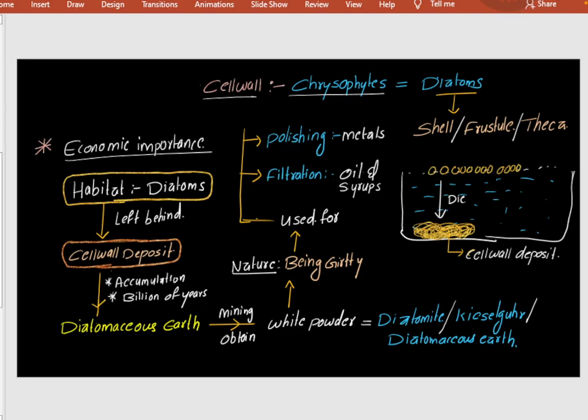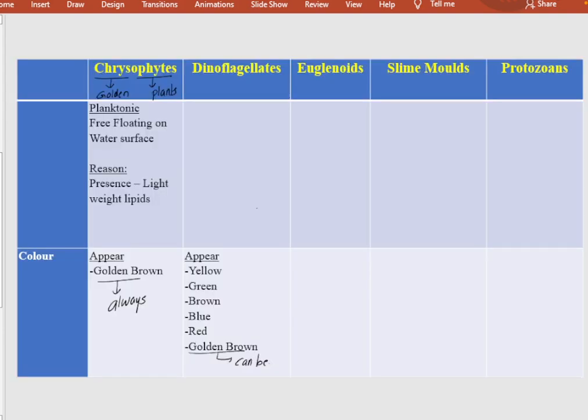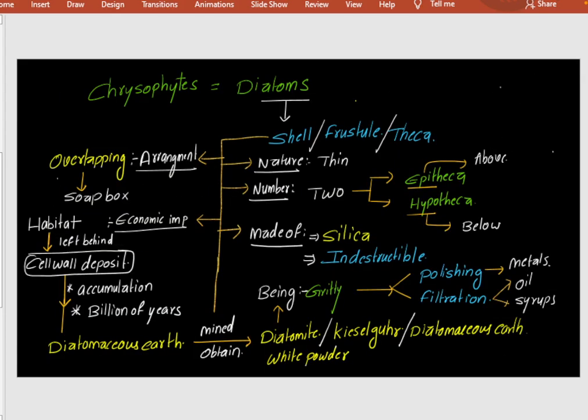Such candles are especially used in large scale industries for oil and syrups, like sugar cane juice, which they have to filter. Which filters? Those made up of diatomaceous earth. Other than that, alcoholic industries, brewing industries and sugarcane industries also use these things. Okay, is it clear? So this is about the economic importance of diatoms' cell wall. Chrysophytes. Chrysophytes cell wall is clear?